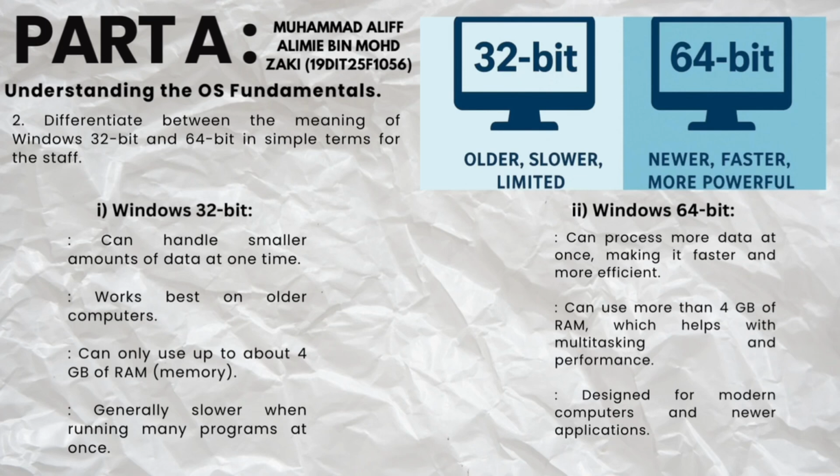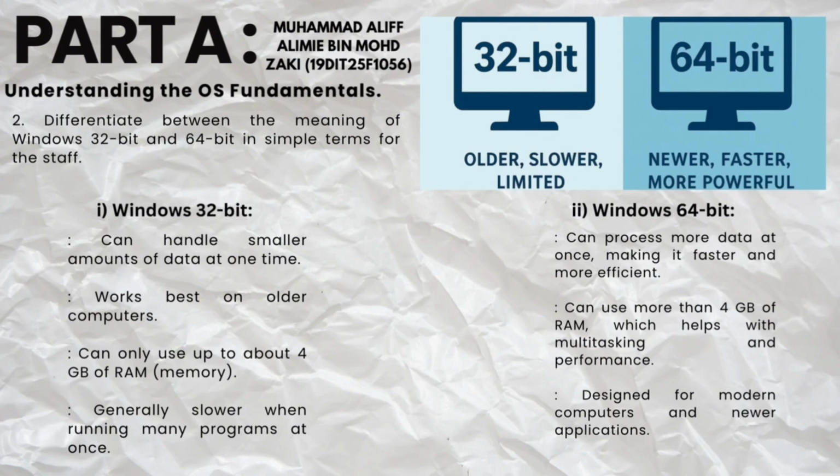The first point, Windows 32-bit can handle a smaller amount of data at one time. Second, it works best on older computers. Third, it can only use up to about 4 GB of RAM. Last, it is generally slower when running many programs at once.